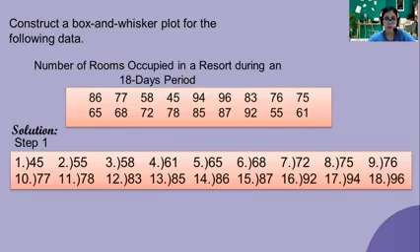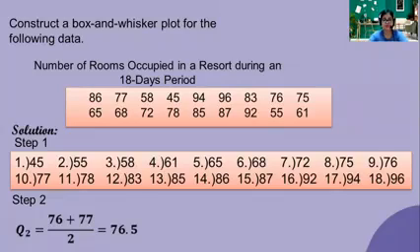So take note that the minimum value is the first rank and the maximum value is the last rank. So the value of our minimum is 45 and the value of our maximum is 96. So let's proceed to step 2. For step 2, we need to find the median or the second quartile. Our median is at rank 9 and 10, so we add 76 plus 77 and divide by 2. The result is 76.5.